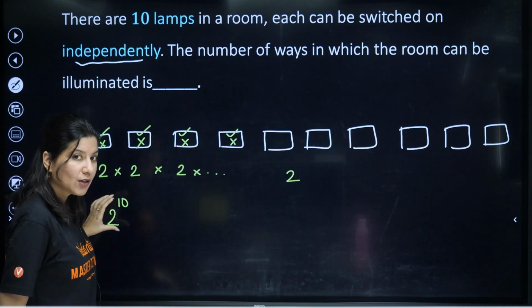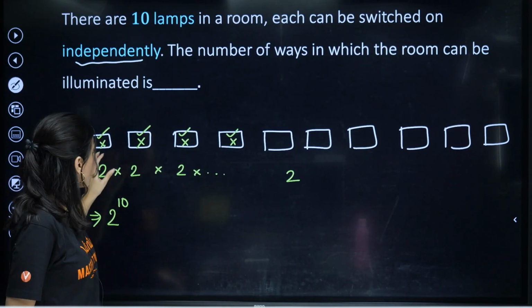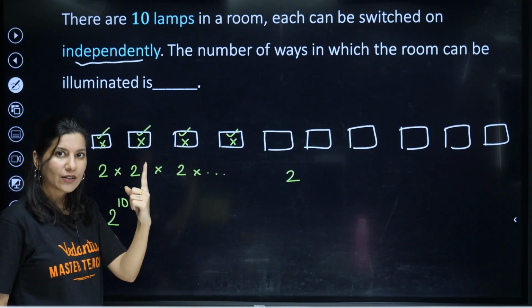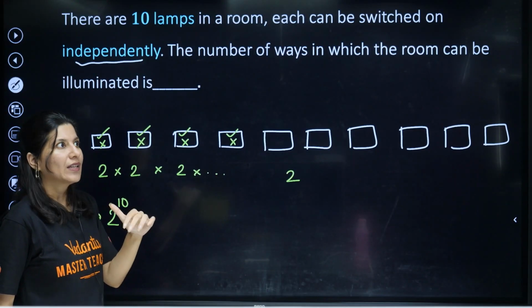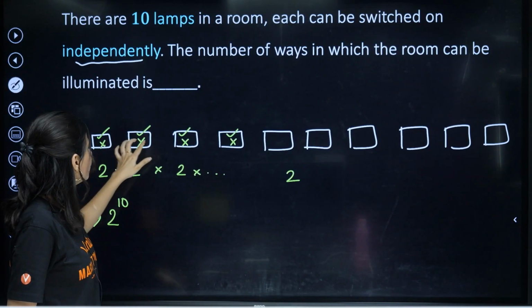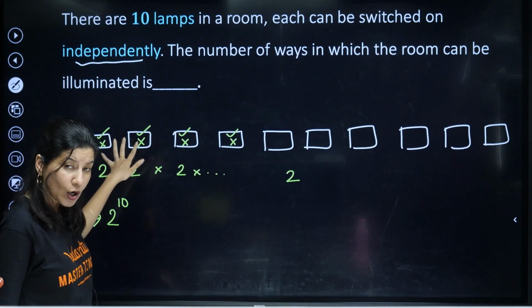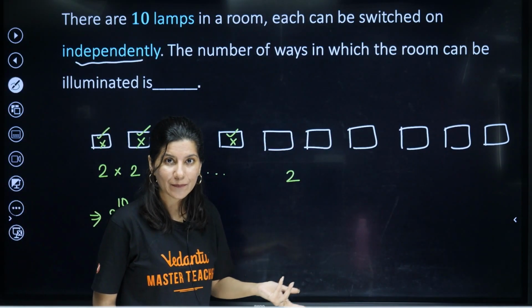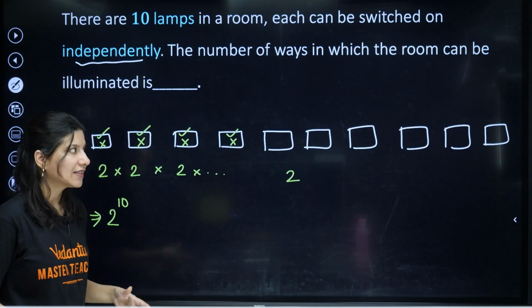There will be a single way that I have switched on all the lamps. That will be counted as 1. There will be one way that 1, 2, 3, 4, these 4 are on and the rest are off. These are the possibilities.